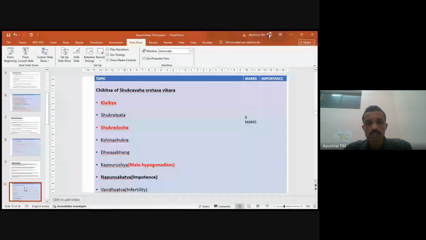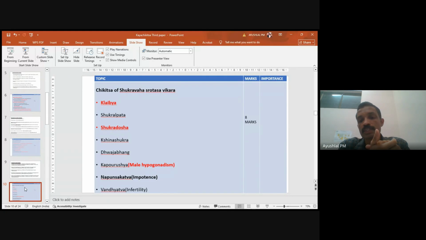Shukravaha Srotas carries 8 marks again. The main portions are Klaibya and Shukradosha. Other portions are there: Shukra Alpata, Kshina Shukra, Dhvajabhanga, Purusha, male hypogonadism, Napumsakata, importance, that is Vandhyatva. So among these, the most important are Klaibya and Shukradosha.